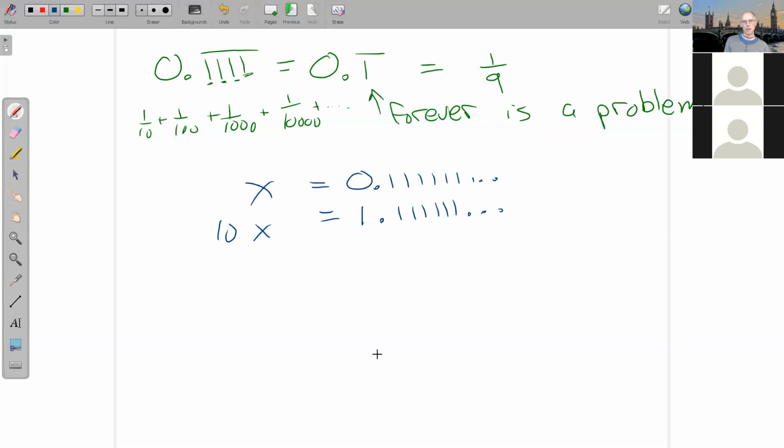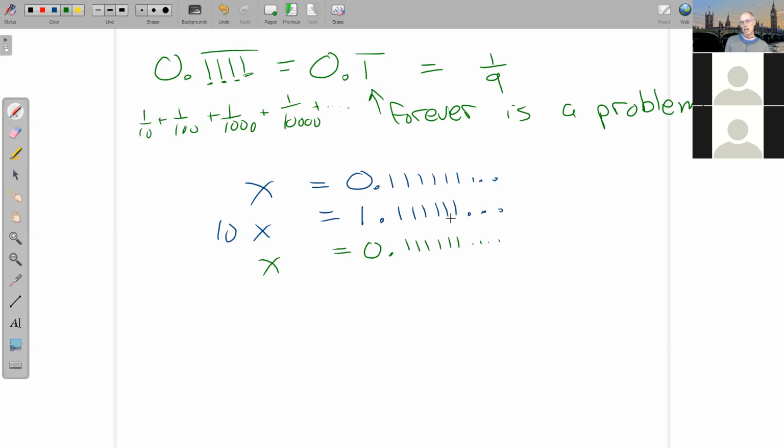Okay. Now, I'm going to change the order. I'm going to put the number x underneath. And what is x again? X is 0.111111. And what do these two numbers have in common? 10x and x. They're just two numbers.